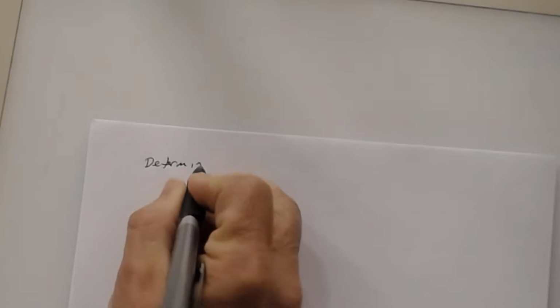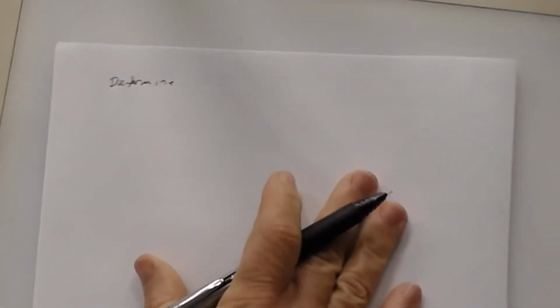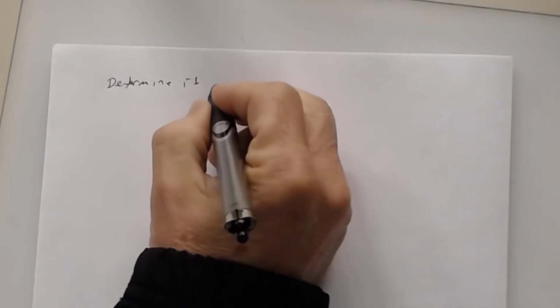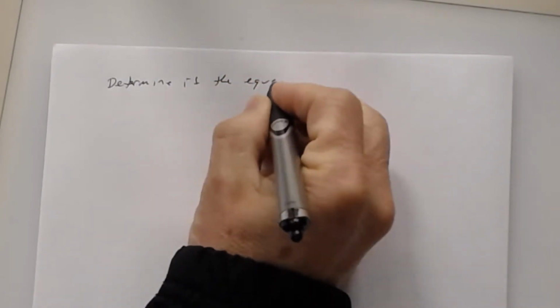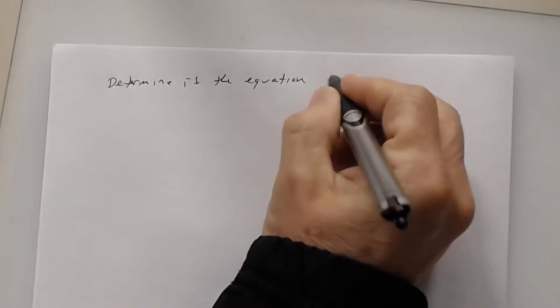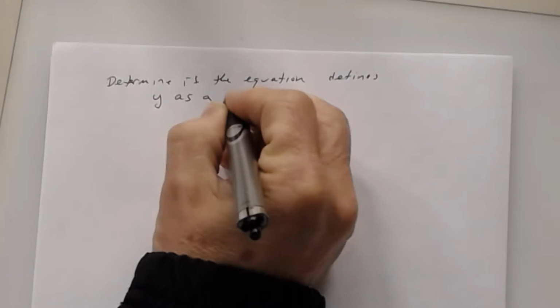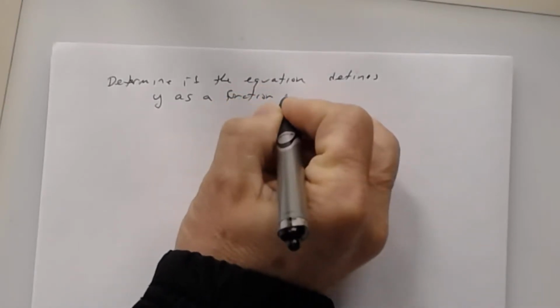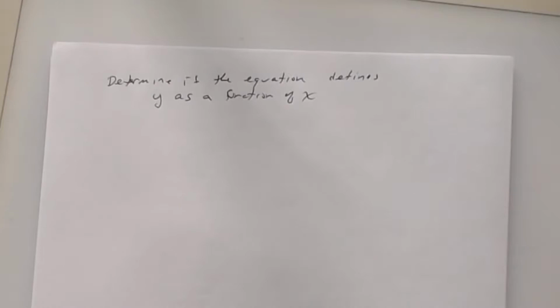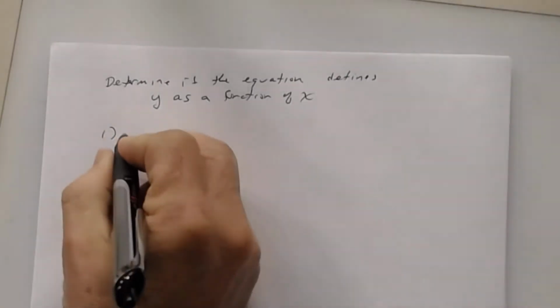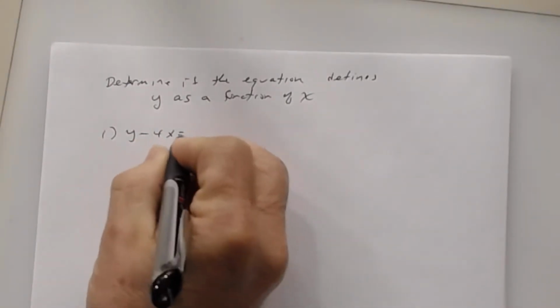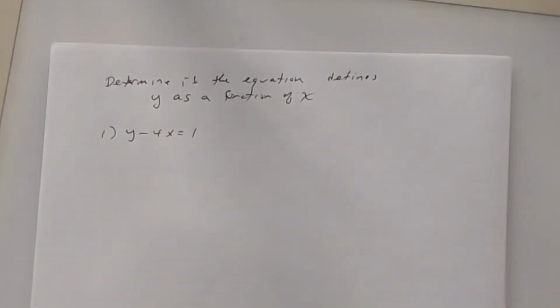So number one, we have this. Again, the direction says determine if the equation defines y as a function of x. So determine if the equation defines y as a function of x. So number one, I'm going to write out what we had. We had y minus 4x equal 1. Y minus 4x equal 1.